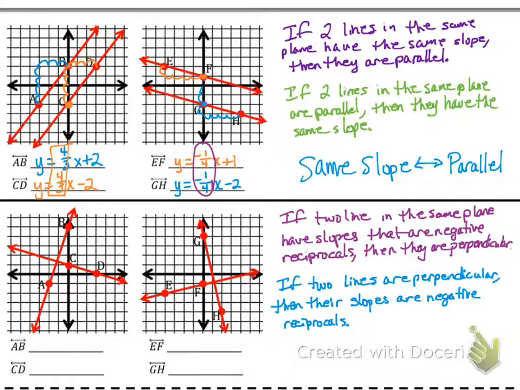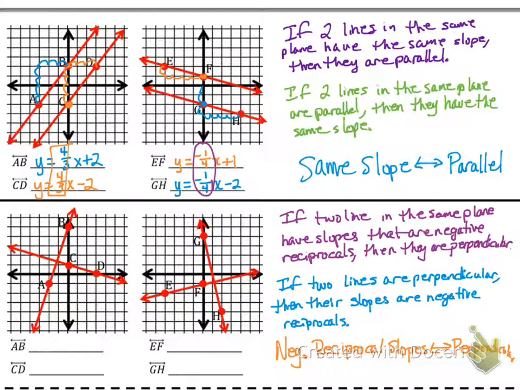Okay, so in general, what this means is negative reciprocal slopes means they are perpendicular. Hopefully I can put this all on there. Yeah, off the little page a little bit.